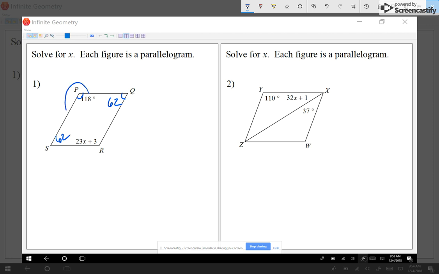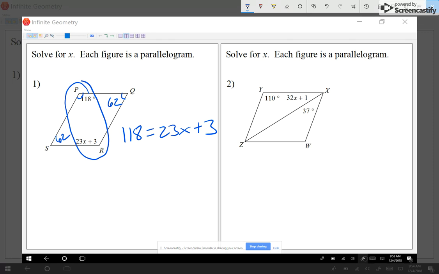Now, when the angles are opposite, like P and R in this case, they will have to equal each other. So in this case, I'm going to go 118 is equal to 23x plus 3. So adjacent angles add up to 180. Opposite angles are equal to each other.